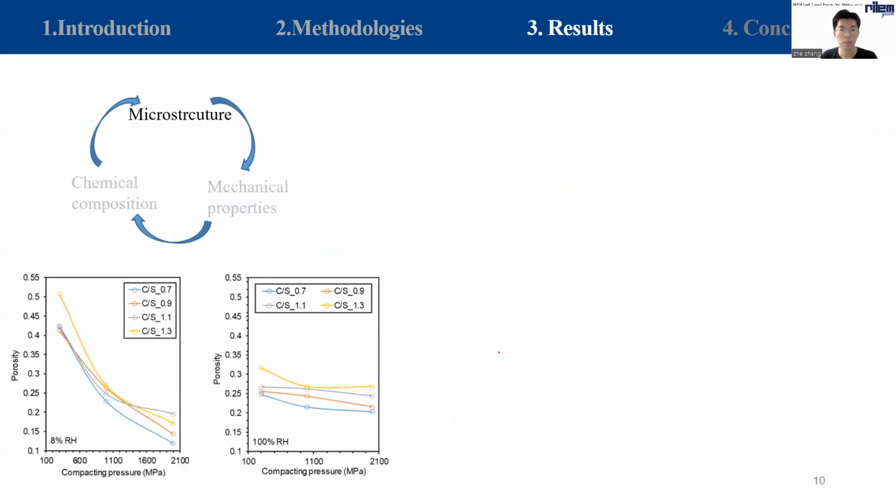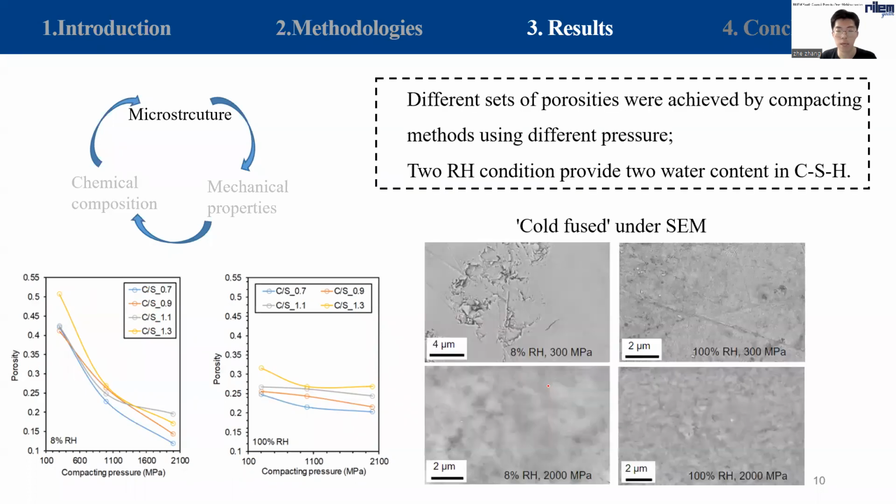And the different compacting pressures provide different porosity of the CSH pellets. It is not surprising to see that higher compacting pressure will result in lower porosity, but interestingly, it is found that the influence of compacting pressure on porosity is much higher when CSH powders are in a drier state. From the SEM graph, no large pores and cracks are observed.